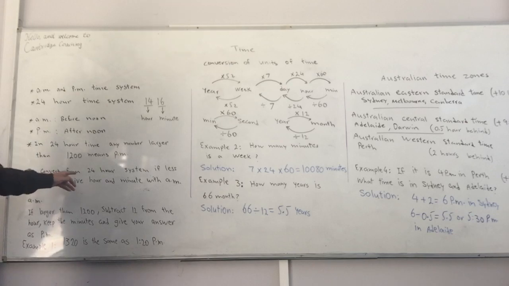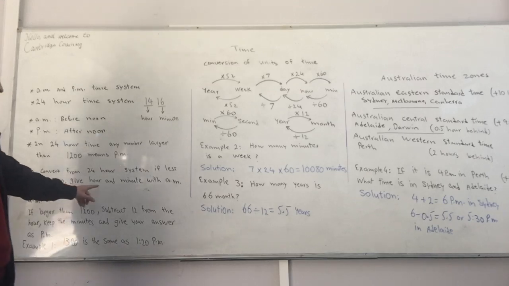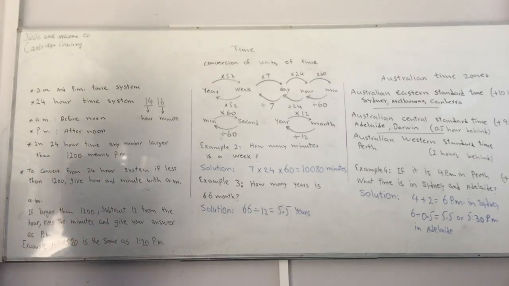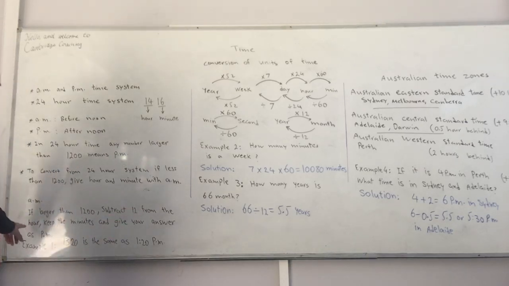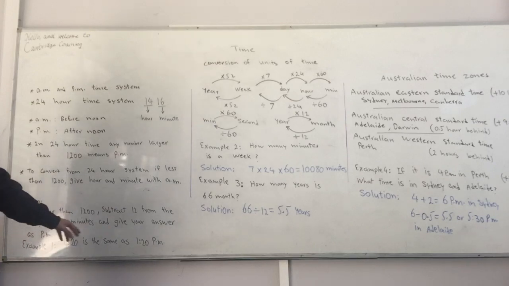To convert from the 24-hour system, if it is less than 1200, give the hour and minute with AM. If larger than 1200, subtract 12 from the hour and keep the minute. And give your answer as PM.